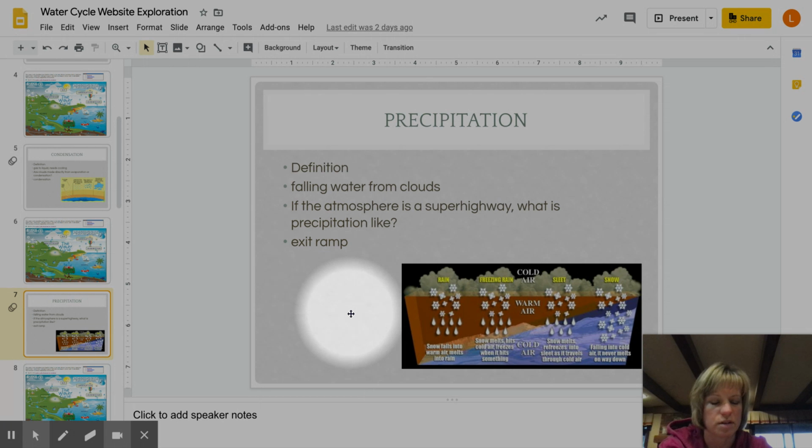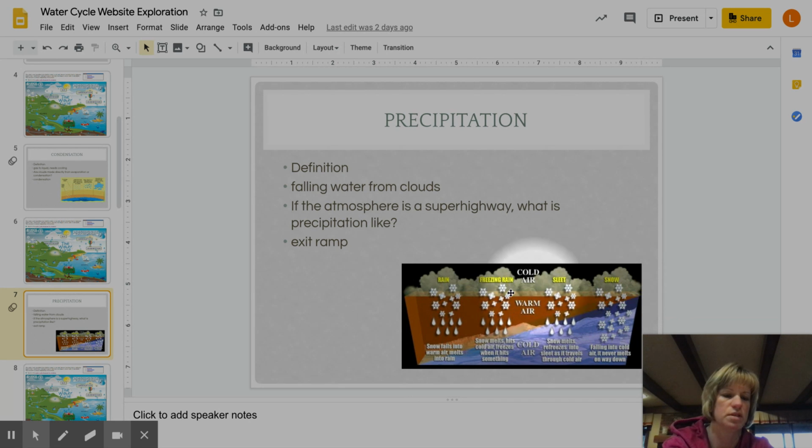Now, precipitation is just falling water from clouds. And this is kind of an interesting diagram that shows the difference. The idea that in higher up clouds, a lot of times it's actually frozen water. It might start as snow, but then fall as rain. And it also shows us here the difference between freezing rain, sleet, and snow.